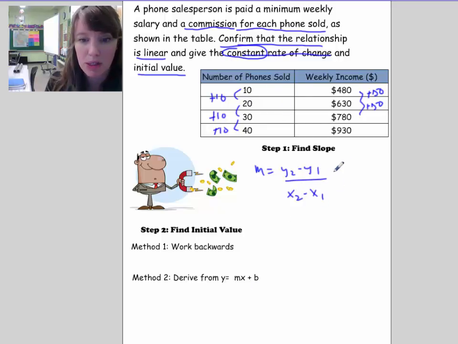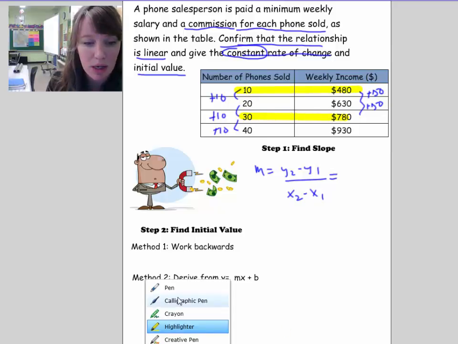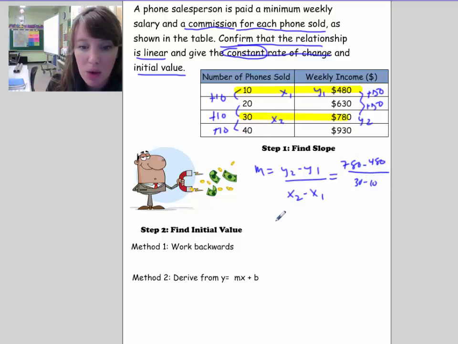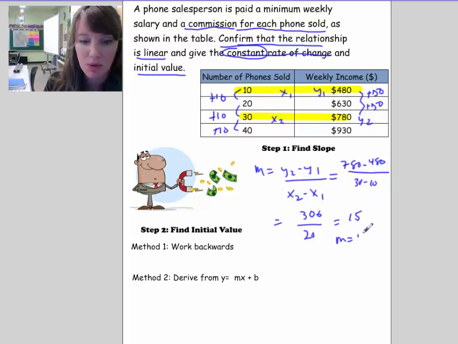Let's pick a point 1 and a point 2, okay? Let's think about maybe these being point 1 and this being point 2. Doesn't really matter which one, right? This is going to be x2 and y2, x1 and y1. So y2 is 780 minus 480 over 30 minus 10, which is going to be 300 over 20. Now how many 20s are there in 300? Well, there's 5 20s in 100, and 5 times 3 is 15. So that's going to be 15. M is equal to 15.